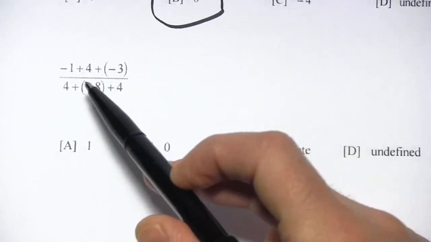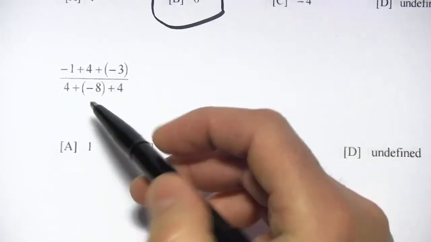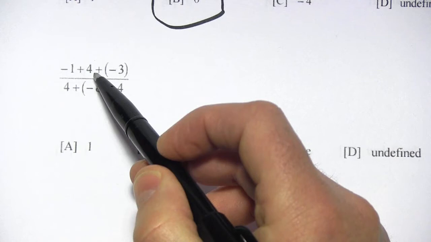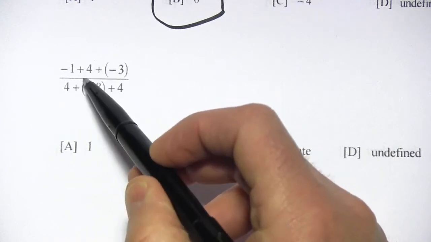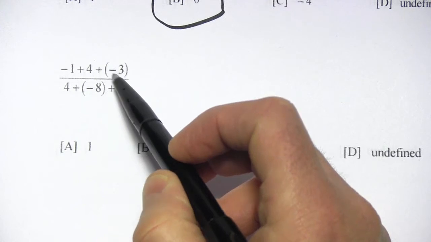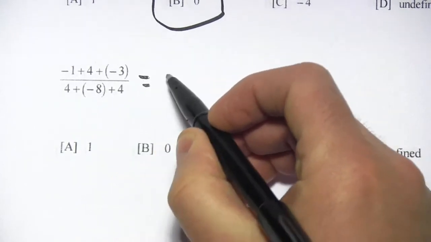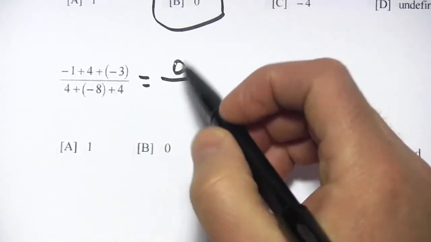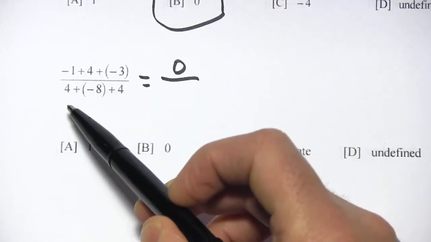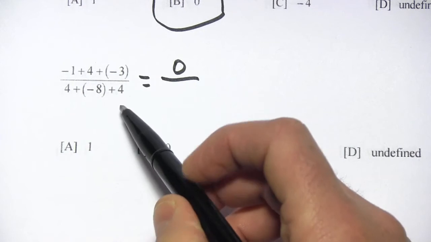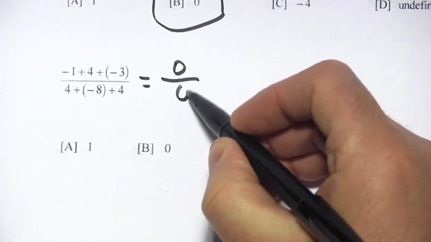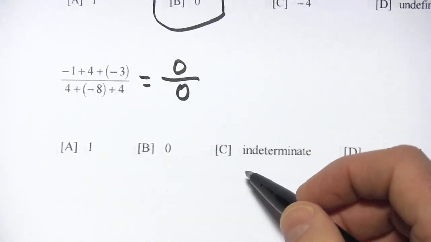There's one other situation that can pop up. Let's crunch the numbers on this one and see what we get. We've got a -1 plus 4. That would be a -3. Sorry, that would be a +3, and then plus a -3. So the top would be 0. Okay, so maybe this thing's going to be 0. On the bottom, we've got 4 minus 8. That would be a -4, plus another 4 would be 0. So we've got 0 over 0.